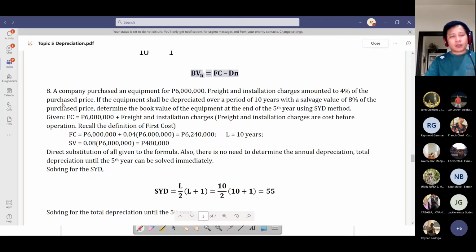So example number 8. This will be an example for the SYD method. A company purchases an equipment for 6 million pesos. Freight and installation charges amounted to 4% of the purchase price. If the equipment shall be depreciated over a period of 10 years with a salvage value of 8% of the purchase price, determine the book value of the equipment at the end of the 5th year using the SYD method.